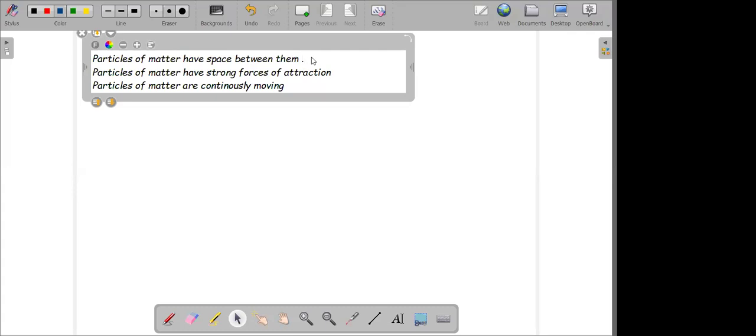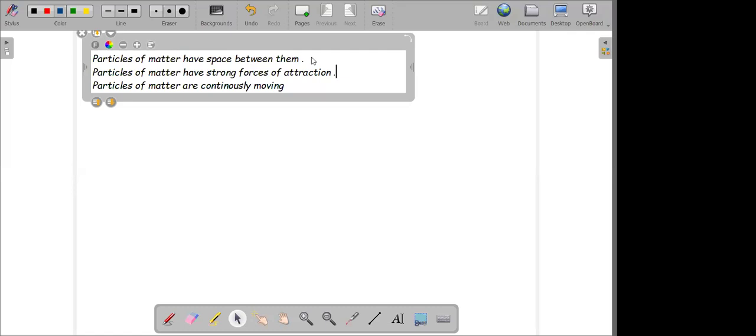The second thing we know is that particles have strong forces of attraction, which can be shown by hammering different objects. Like we can hammer an iron nail, we can hammer a chalk piece. If I hammer a chalk piece, it breaks into pieces. But if I hammer an iron nail, it won't break because it has a strong force of attraction between its particles. If something breaks, the forces of attraction are not that strong. They are weak. But if it is still held together, that means the forces are strong, for example, an iron nail.